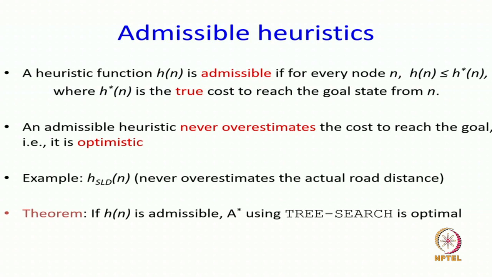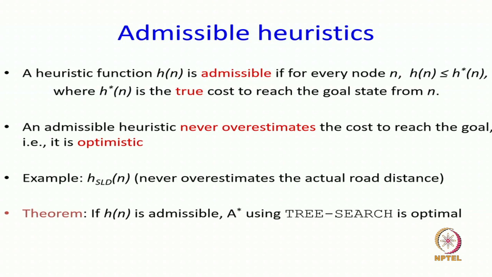And moreover, there is a theorem, and you have to do all proofs, but we will discuss only one of them. If H(n) is admissible, then the tree search version of A star is optimal. Okay. We will prove it soon. But the interesting thing is that if it is the graph search version, then admissibility is not sufficient. It is a necessary condition, but not a sufficient condition.